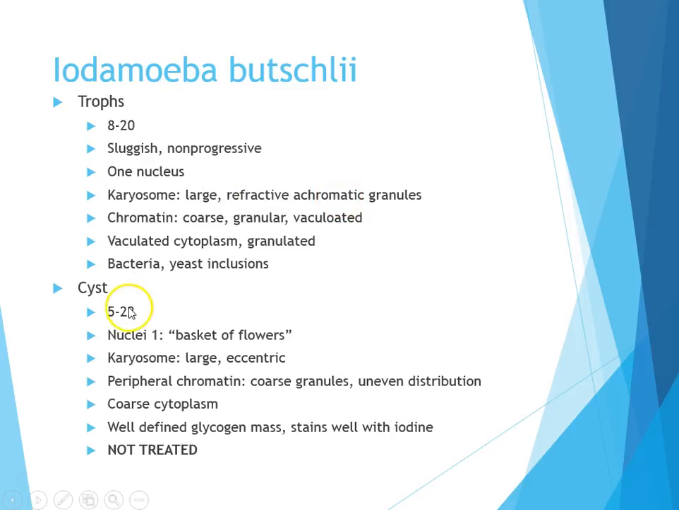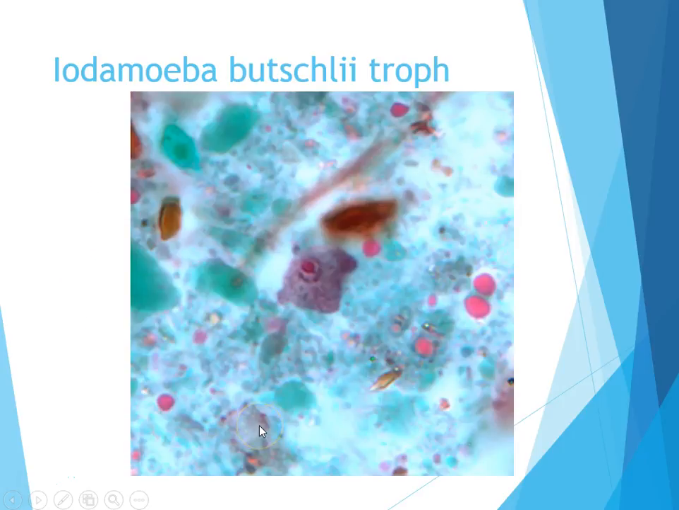The cyst is 5 to 22. It has one nucleus that's supposed to look like a basket of flowers, and I don't really see that, but if you notice I have it in quotations. This is not my description. It has a large eccentric karyosome, coarse granules and uneven distribution of the peripheral chromatin, a coarse cytoplasm, and where it gets its name from is the iodine, Iodamoeba. It stains really well with iodine, especially the glycogen mass that the cyst has.